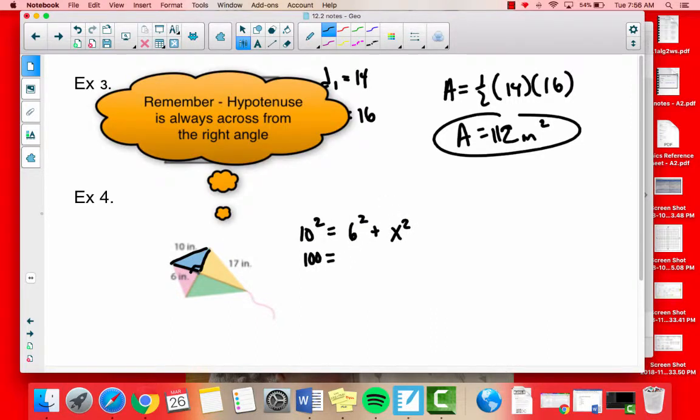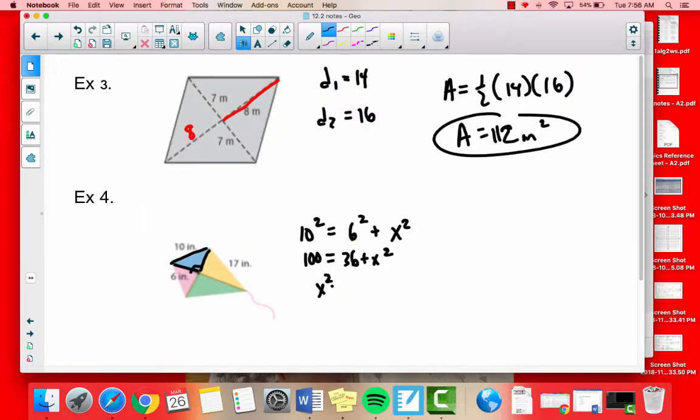So we've got 100 equals 36 plus x squared. If we subtract 36 to the other side, we get 64. So x squared equals 64. And then square root both sides, we get that diagonal length is 8. And remember, we said earlier, kites have diagonals that are split. So if that's 8, this one is also going to be 8. And the only other thing you have to figure out is this diagonal, the longer part.